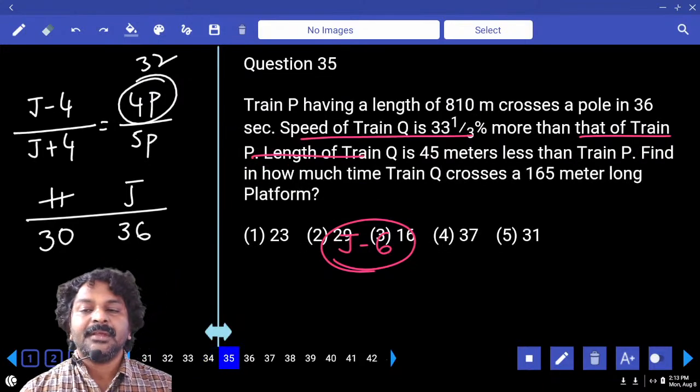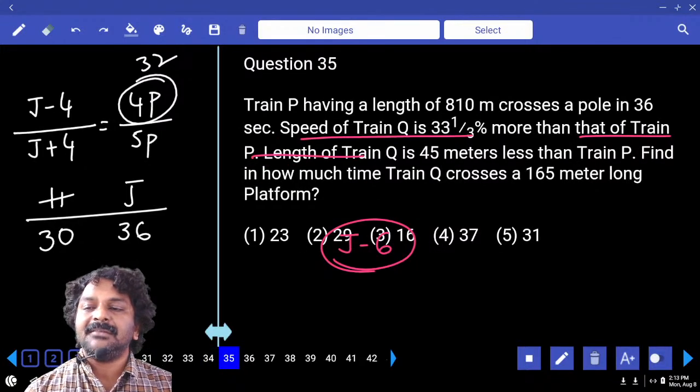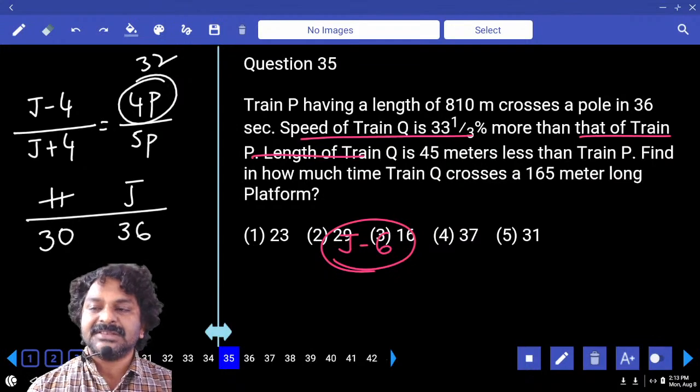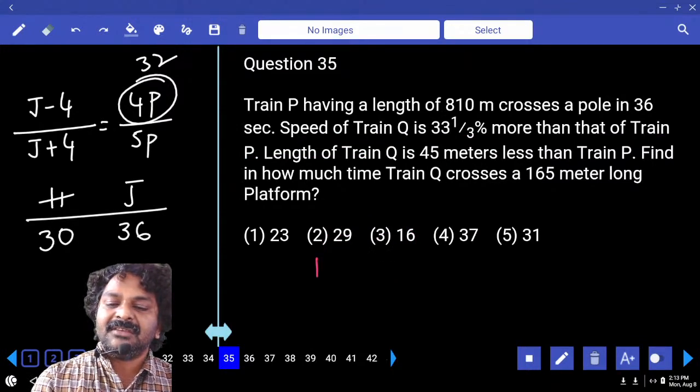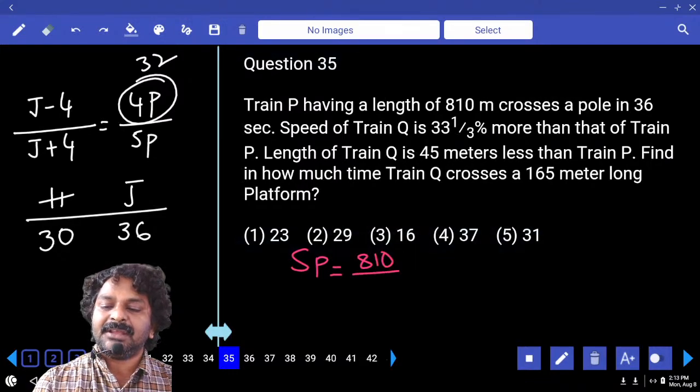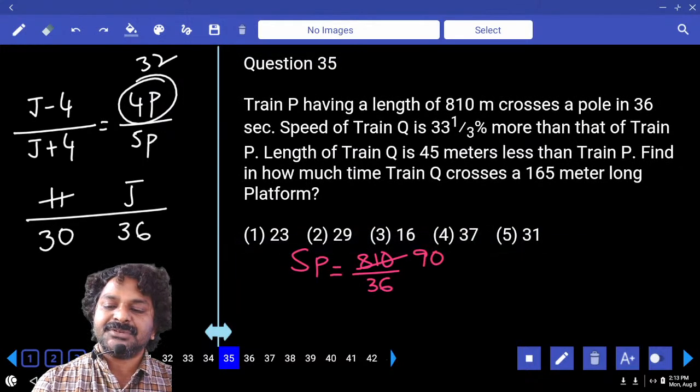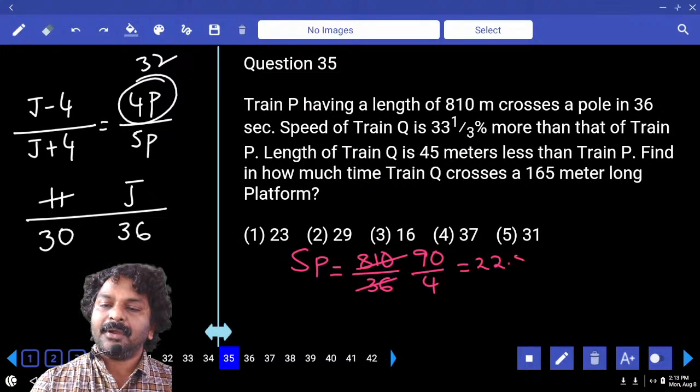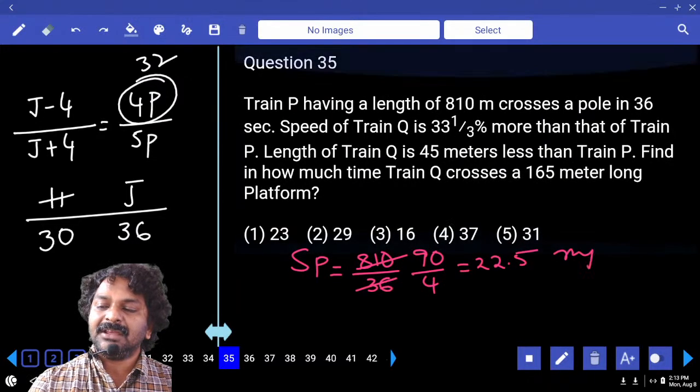Next. Train P having a length of 810 meters crosses a pole in 36 seconds. From this, we can calculate the speed of train P, which is 810 meters by time taken, 36. 9 times 90, 9 times 4, which is 22.5 meters per second only.